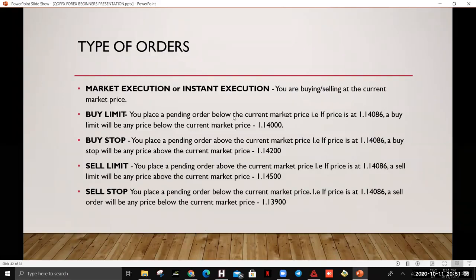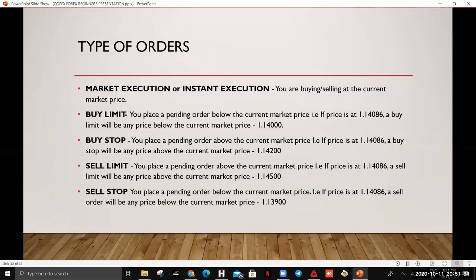You place a pending order below the current market price. If the price is at 1.14086, a buy limit will be any price below the current market price. Now let me use a scale of 1 to 10. If the current market price is at 5 and you want to place a buy limit, your buy limit should be anything below 5. You're expecting price to come down, activate you, and start going up.